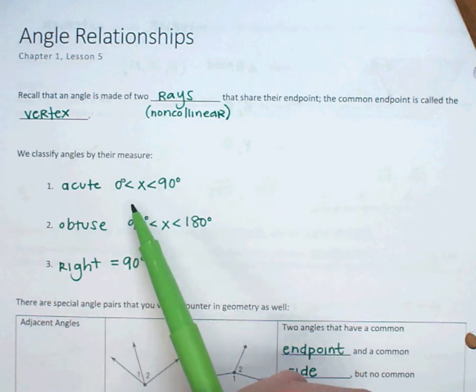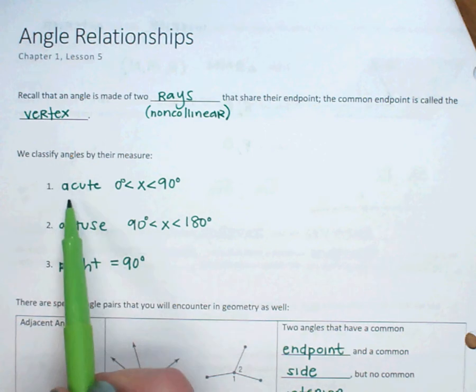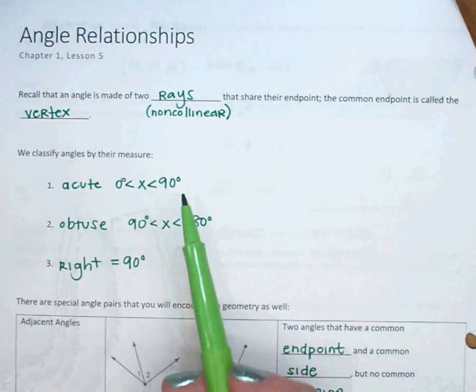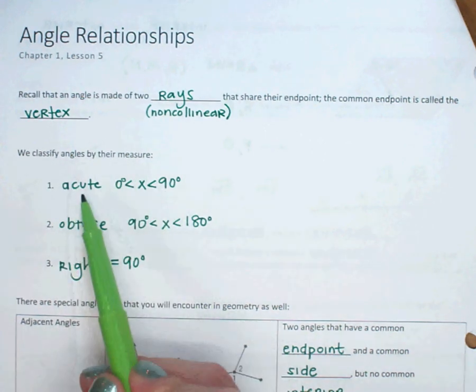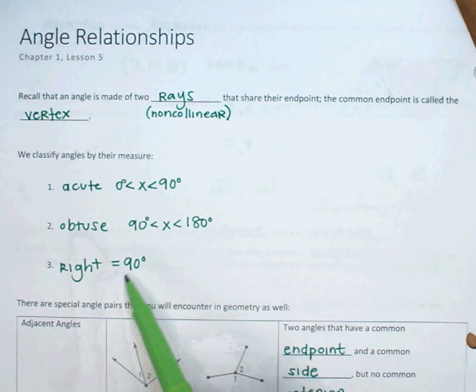And back in, gosh, middle school or elementary school, I'm sure you've talked about acute, obtuse, and right angles. Remember, acute angles are greater than 0, less than 90. Obtuse angles are greater than 90 but less than 180 degrees, and right angles are exactly 90 degrees.